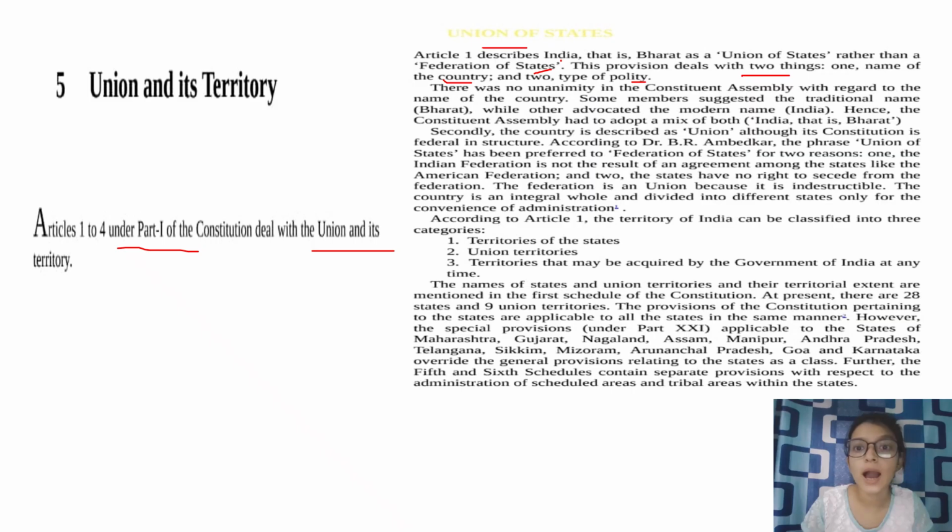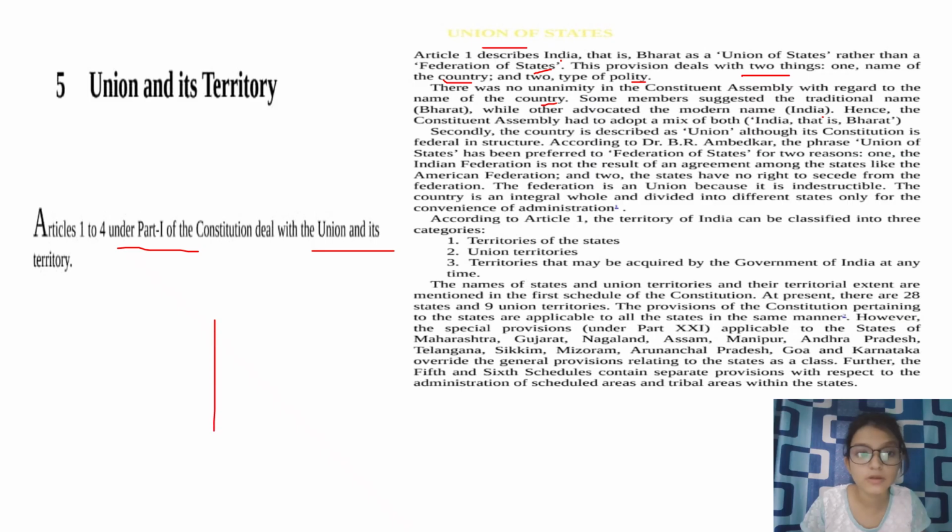Then we have: there was no unanimity in the Constituent Assembly with regard to the name of the country. Some said India, some said Bharat, so they included both names in Article 1. Some members suggested the traditional name Bharat, while others advocated the modern name India. Some suggested that we should root it in our own individuality, that is Bharat, the name by which we started seeing ourselves. Then the Britishers came and gave us another name, India. Hence the Constituent Assembly had to adopt a mix of both: India, that is Bharat.